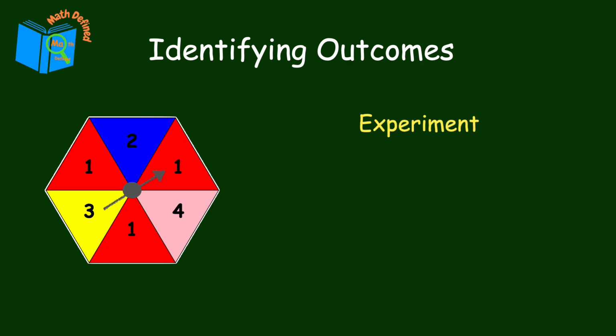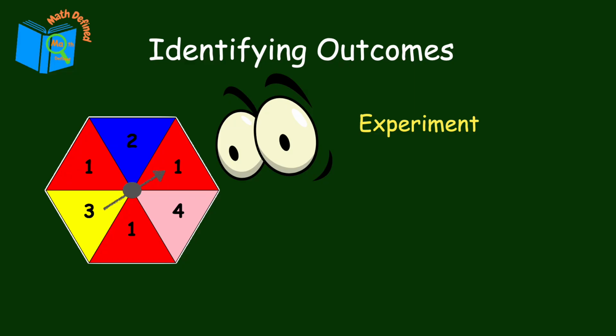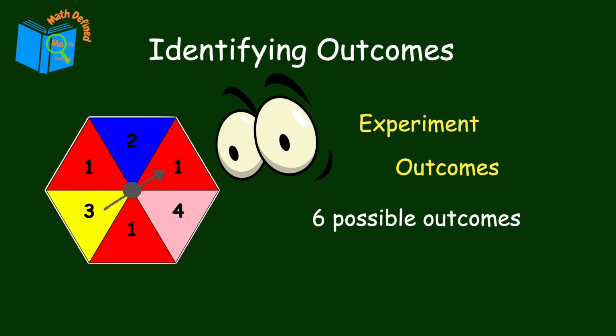An experiment is an activity or action where the results are observed, like spinning a spinner. Imagine you're spinning this spinner. All the possible results of an experiment like this are called outcomes. How many possible outcomes are there on this spinner? We can count the number of sections the spinner could land on. There are 6 sections, so there are 6 possible outcomes.